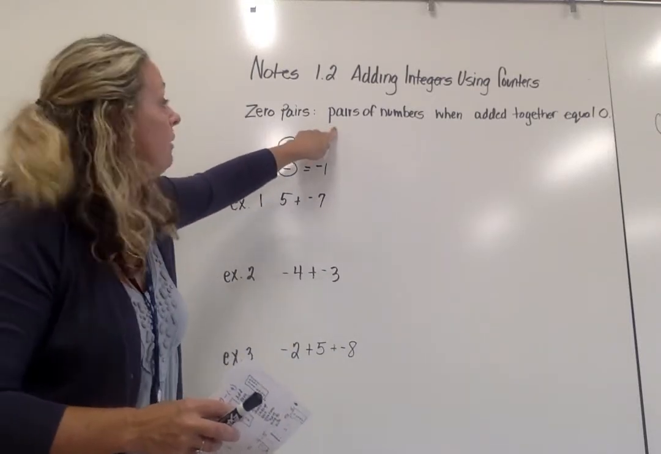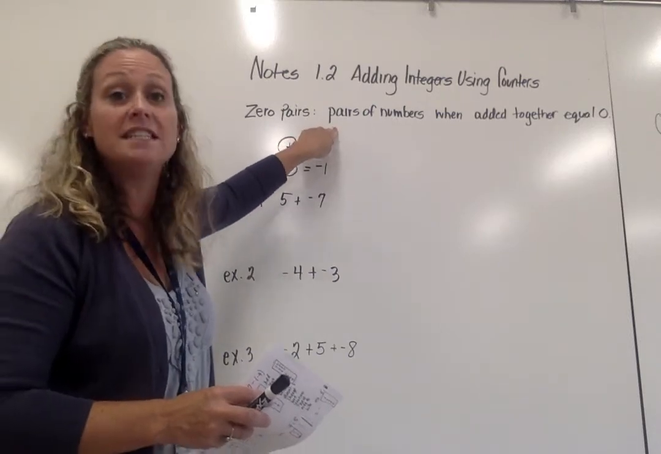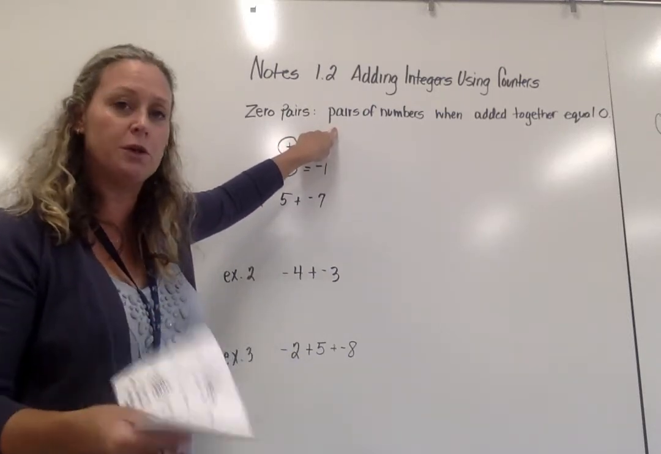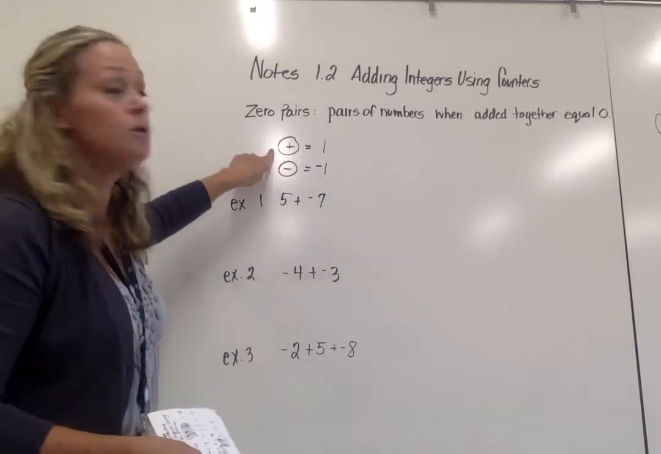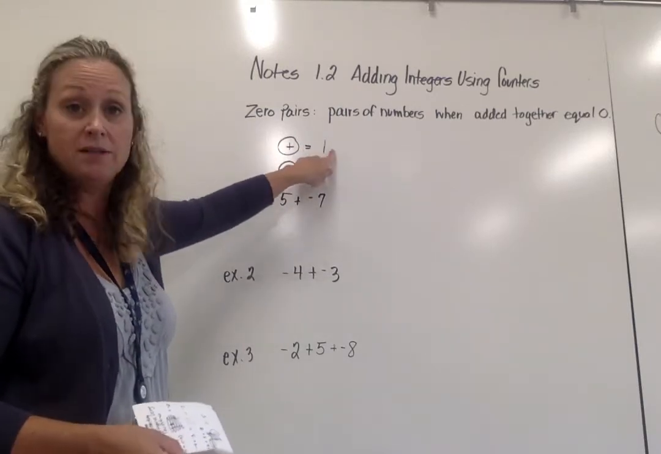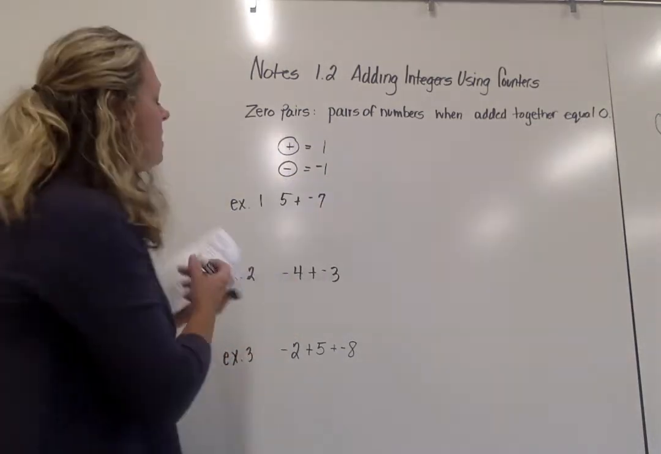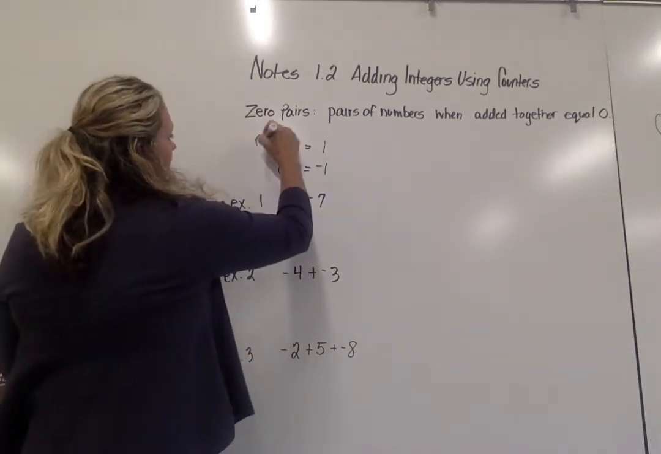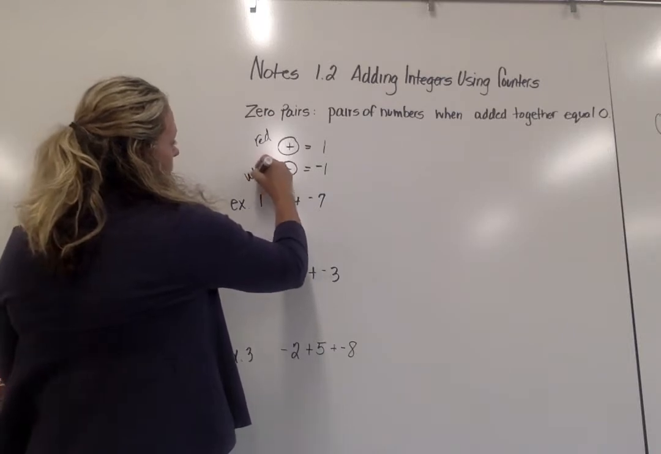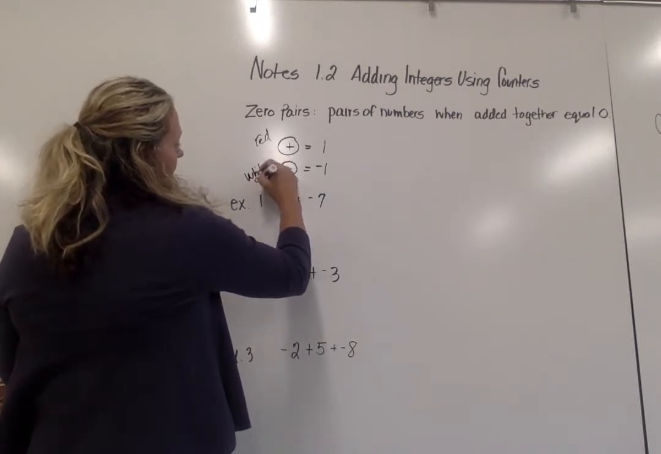The vocabulary word that you need to be familiar with is zero pairs. Zero pairs are pairs of numbers that when added together equal 0. So we'll be referring to zero pairs throughout the lesson. If you use a plus symbol, that's referring to a positive 1, and a negative symbol refers to a negative 1. Sometimes these are red, sometimes these are white or yellow.